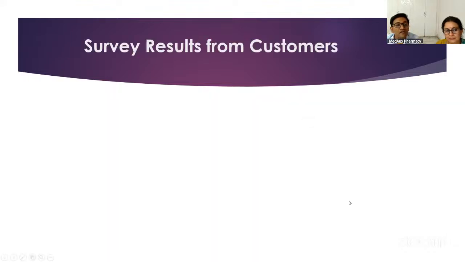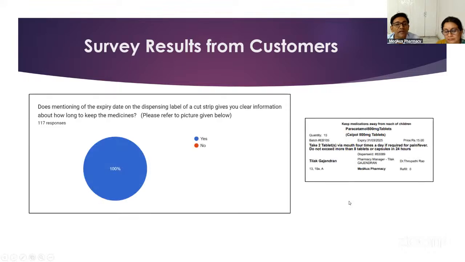Another question we asked is, does the mentioning of the expiry date on the dispensing label of a cut strip help? In India, unlike other nations like the US or Australia or European countries where we give the whole box, we give a strip, and here we need to cut the medicines because of economic issues and other aspects as well. So here we mention the batch number and expiry. That helps the customer understand that this is going to expire on a certain date.